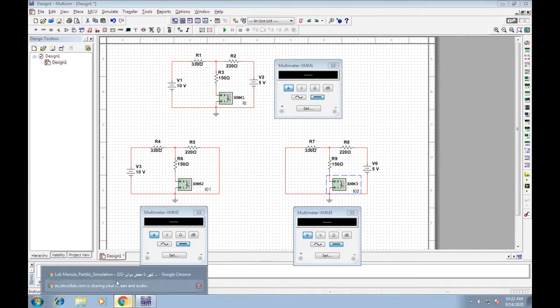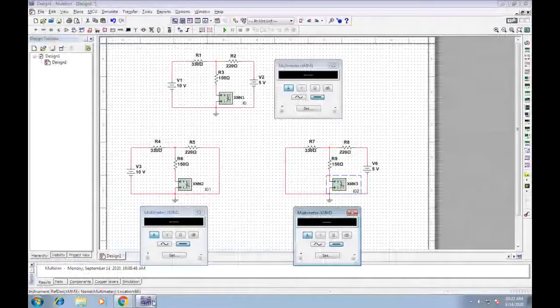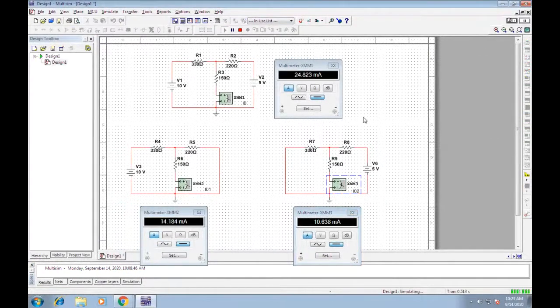Okay, so yeah, it's clear. So now run the simulation. If you run the simulation, what is the current I0? So you can say the current I0 is 24.8.